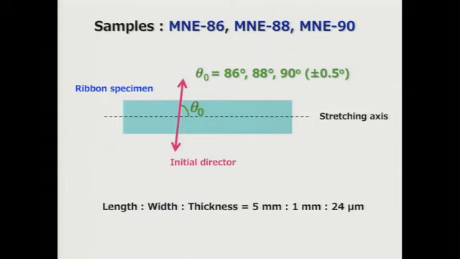We cut out ribbon specimens from the sample sheet with various initial angles of the director relative to the long axis of the ribbon specimens. The long axis of the ribbon specimens corresponds to the stretching axis. So 86, 88, and 90 degrees. Okay, the difference of angle is very small, but this small difference does matter. Now the dimensions are like this. Length is 5 millimeters, width is 1 millimeter, and thickness is 24 micrometers. This is common to all three samples.